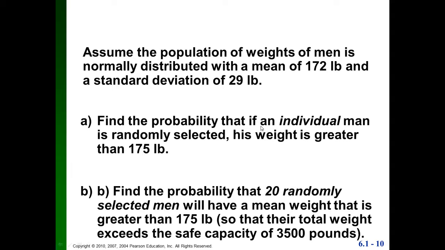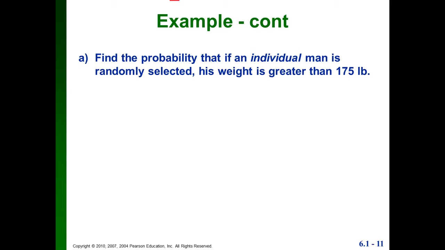We have assumed the population of weights of men is normally distributed with a mean of 172 pounds and a standard deviation of 29 pounds. Find the probability that if an individual man is randomly selected, his weight is greater than 175. Okay, so let's look at this one first. Since it says an individual man, you're not applying the central limit theorem. All you're doing is the regular ways that you did it before.